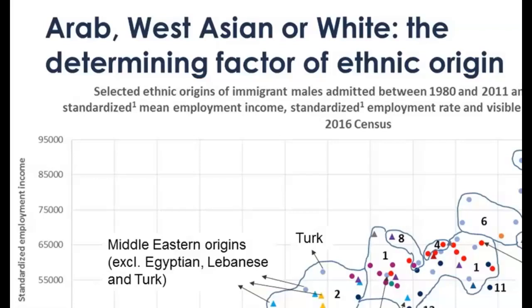And I've also added the Turk there, which is one of the other white dots on the lower outcome side, and we usually classify them in the West Asian category at Statistics Canada. So although they identify as being white, we see that their economic outcomes are closer to the other Middle Eastern origin.